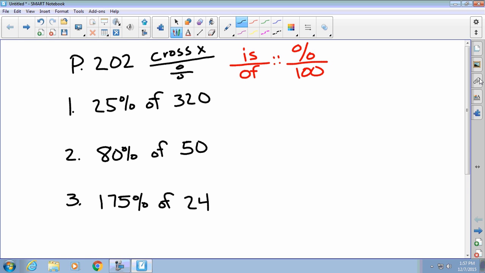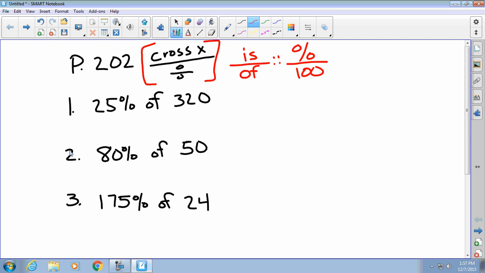Okay, on page 202 in chapter 5 of our Go Math books, we are brought back to something that we worked on in chapter 4, and that would be the idea behind cross-multiplying and dividing to find your missing piece. If you remember back in chapter 4, we had 3 out of the 4 pieces. Well, today we're going to work on something called is over of is the same as percent over 100. It's kind of our little percent proportion.